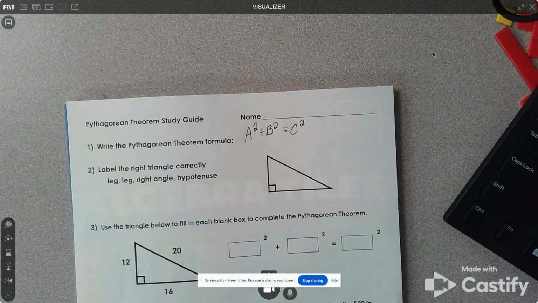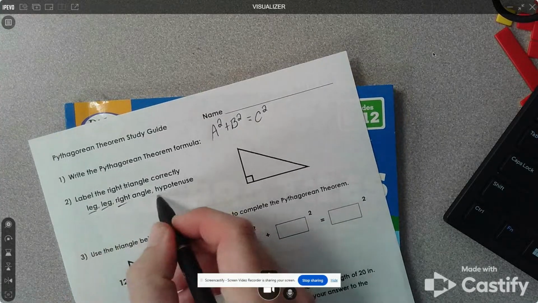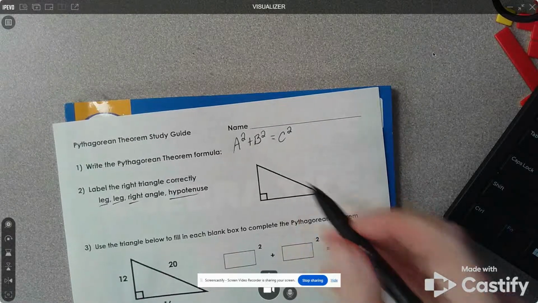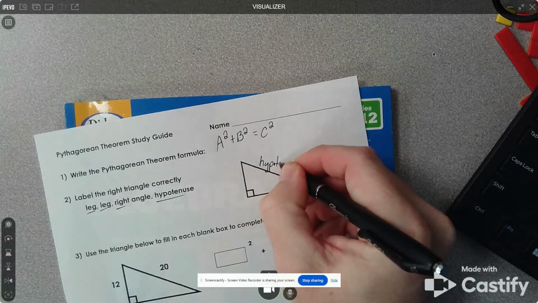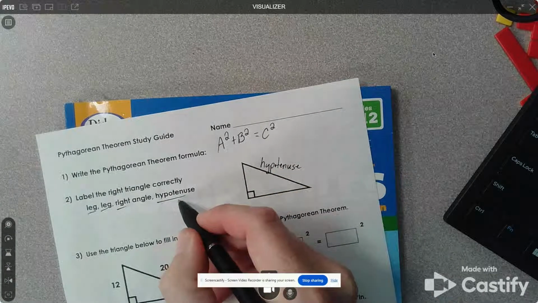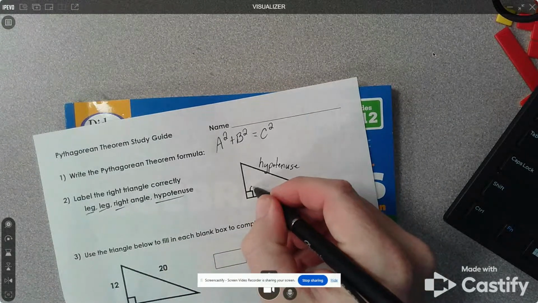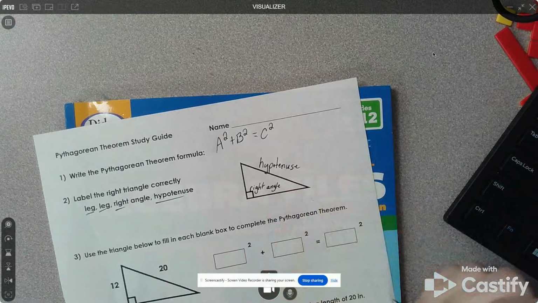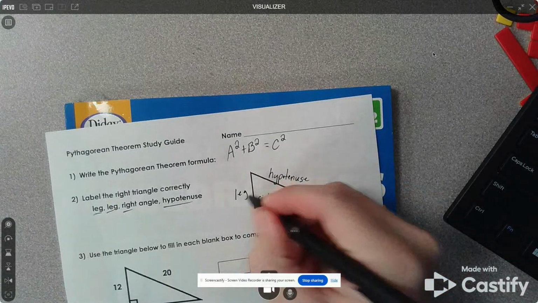Then it says label the right triangle correctly. Leg, right angle, hypotenuse. Notice that there are 4 words right here. You need to put all of them over here. So I'm going to start with the one that I know for sure, which is the hypotenuse, and I'm not going to put C. I'm going to actually write the word hypotenuse because it says to use the word hypotenuse. And then I know that that's the hypotenuse because this is the right angle. And if this is the right angle and that's the hypotenuse, then this down here must be a leg, and this over here must also be a leg.